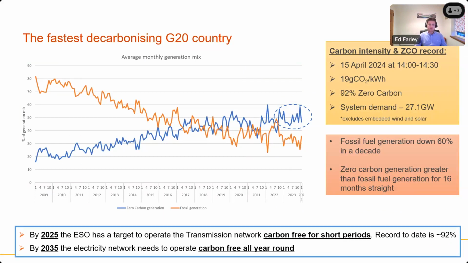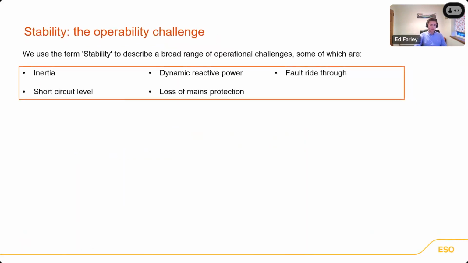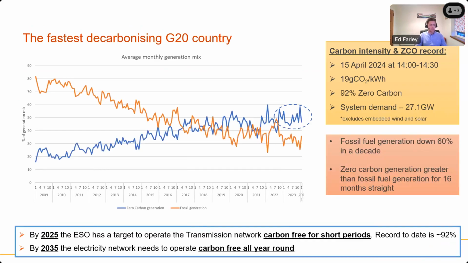In GB, we're one of the fastest decarbonising countries in the world, and what we wanted to highlight here is how that's changed, particularly over the last 10 to 15 years. The graph on the left-hand side shows the correlation of zero carbon generation with fossil fuel generation as an average monthly generation mix. So the headline: fossil fuel generation has reduced as an average monthly contribution by 60% in the last decade. So we're seeing across the board greater penetration of renewables, more variability as well.